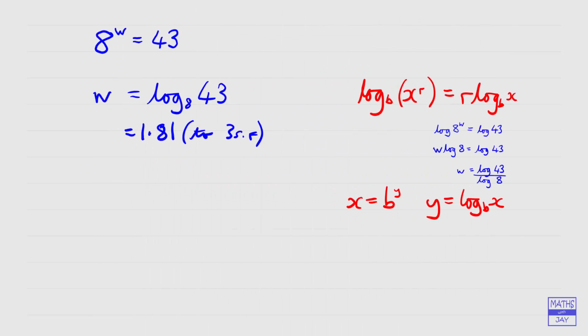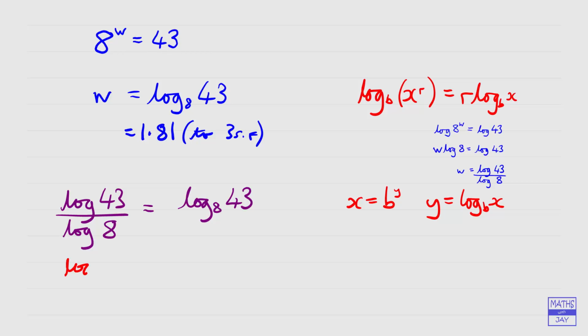So you can see from what we've done here that in fact we've got the fact that log 43 divided by log 8 is the same as log to base 8 of 43. So that's a special example of log to base b of x divided by log to base b of y is the same as log to base y of x.